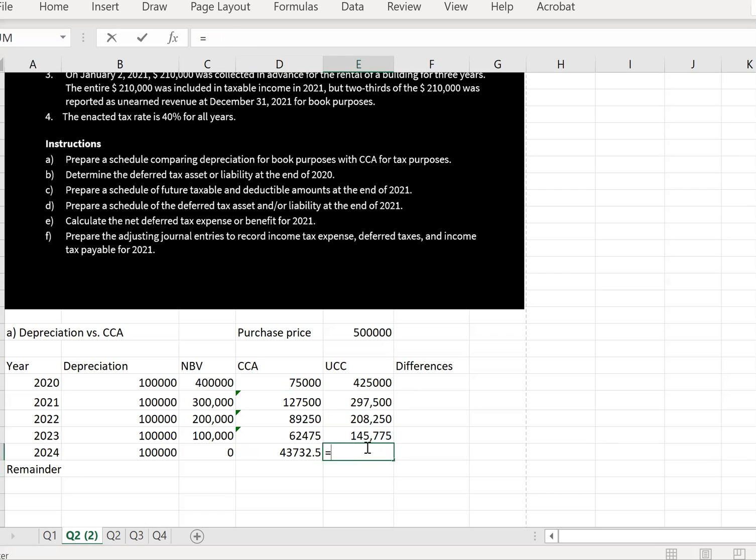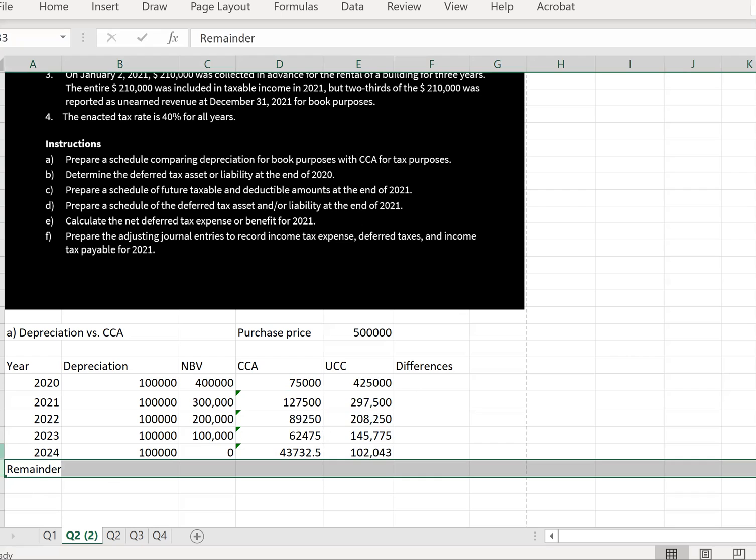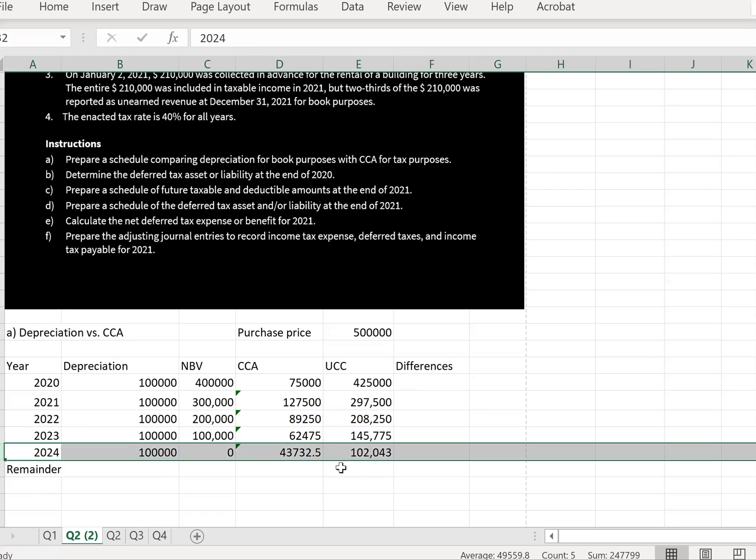Okay, so what happens at the end of the period? Here you can see that in this year, my net book value for accounting purposes is 0, but I still have an undepreciated capital cost of the equipment for tax purposes of 102,000. So I've run this column here called remainder. I could run this schedule out another 5 years or so until this value is depreciated, but it depreciates a lot slower because now you're only multiplying the 30% times a much lower base.